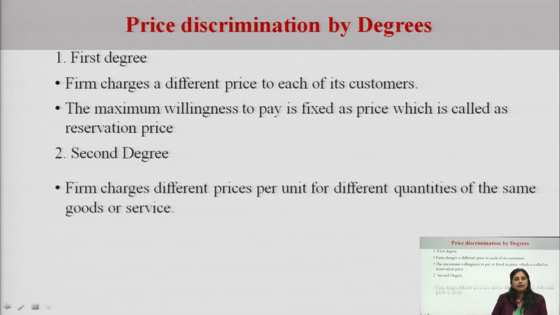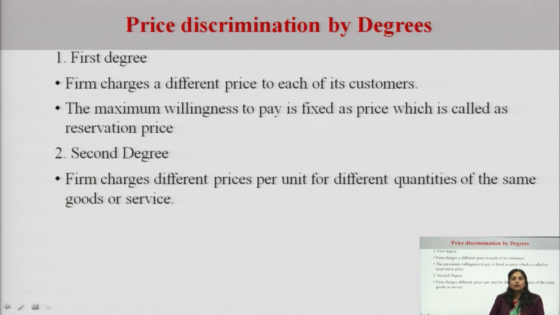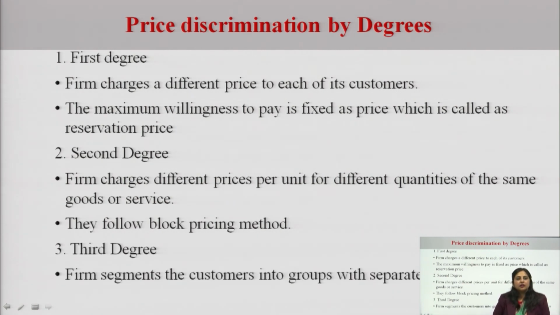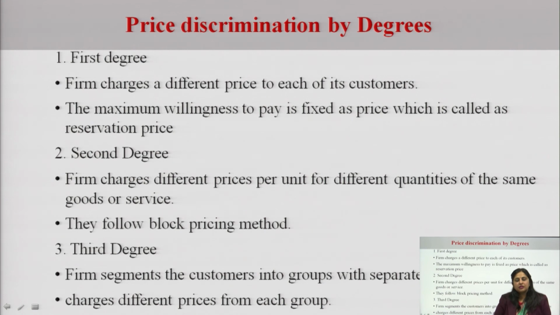Then the second degree. Under the second degree, the seller charges different prices for different quantities of the same good or service. Here he has made some blocks of consumers. He has divided the consumers into segments, maybe rich, poor, or middle income group, and then he charges different prices to these different sets of consumers in the blocks. So, the level has increased. Earlier he was charging a price on the basis of the customer's needs. Here he is charging a price depending on the target group of a particular population. This is called the block pricing method. The third degree is when the firm segments the customers into groups with separate needs, and charges different prices to different groups.